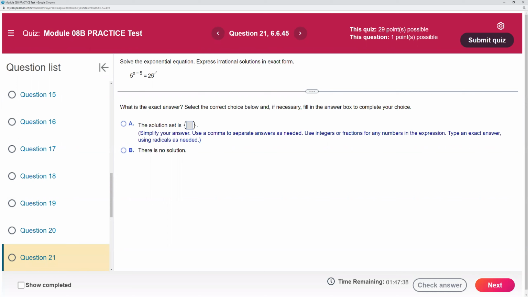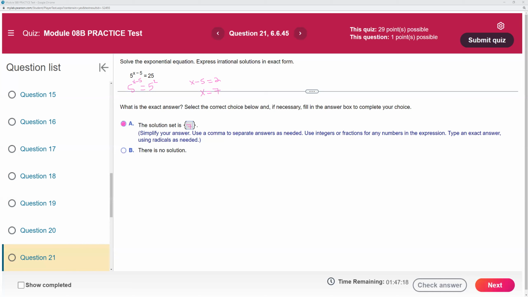So if I can write these as the same base, I can set the powers equal. So 25 is 5 squared, which is the same base as the other side. So since our bases match, we set the exponents equal and we solve. So the solution set to this one is 7.